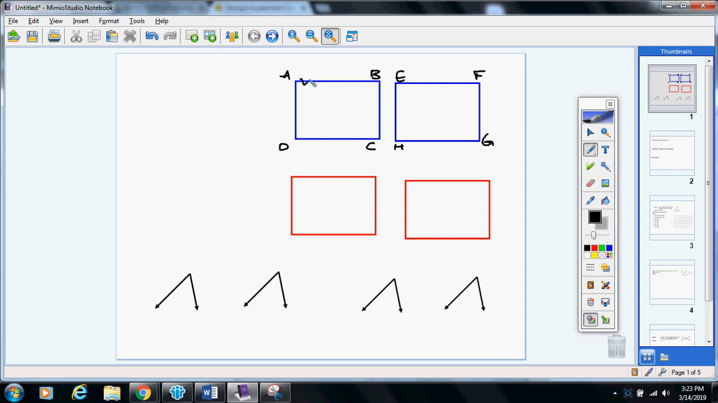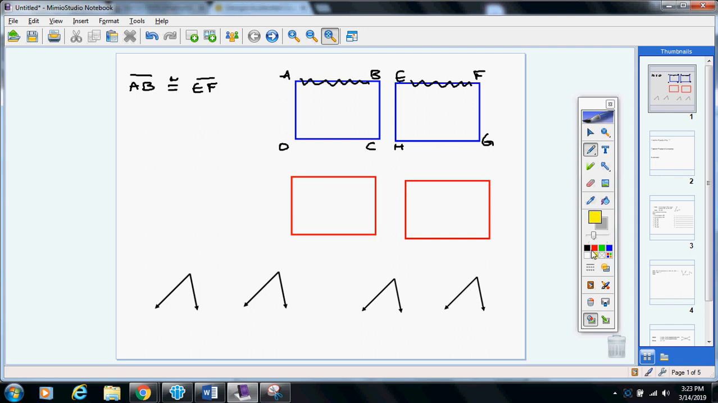These two line segments, I know that this line segment corresponds to this line segment here. So I would say that line segment AB is congruent to line segment EF. And I am telling you that they're congruent. I'm telling you that they are the same shape, same size. We don't know what that size is, but we know that they're the same.